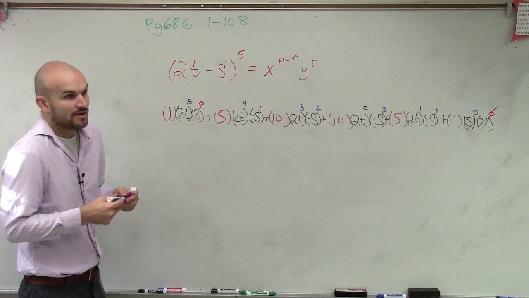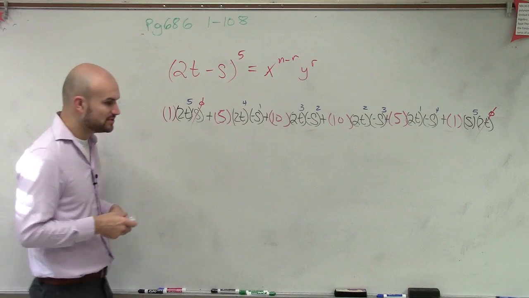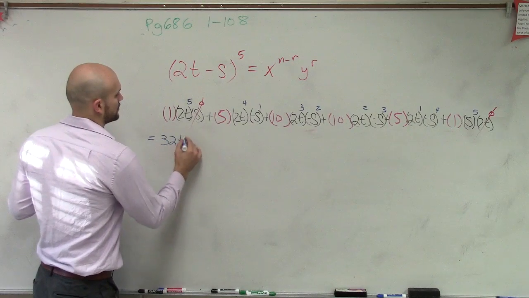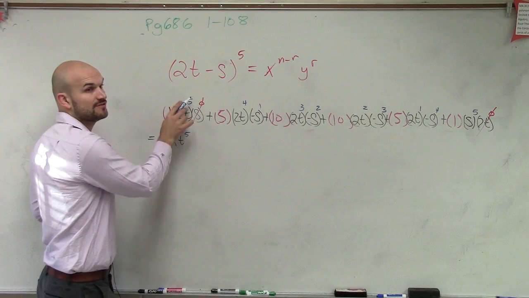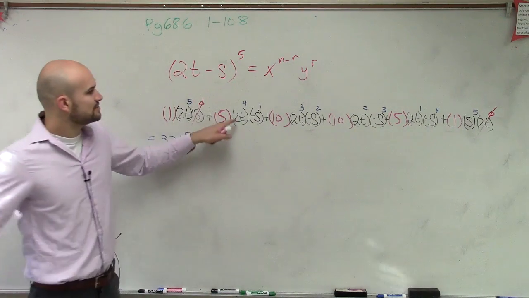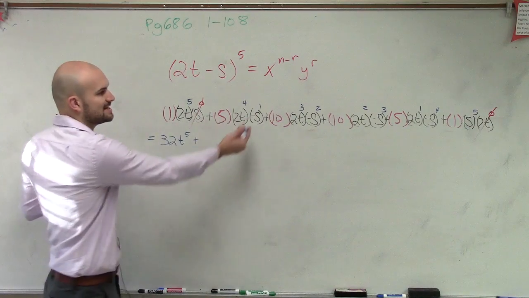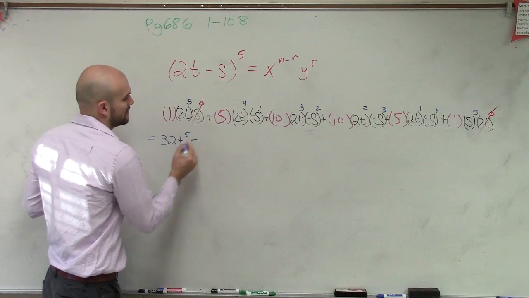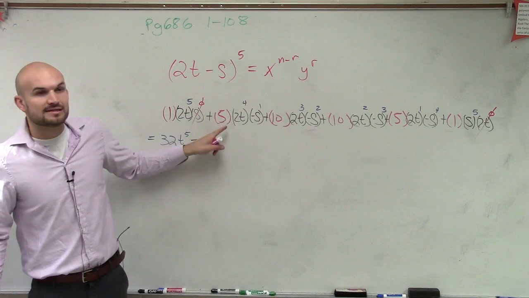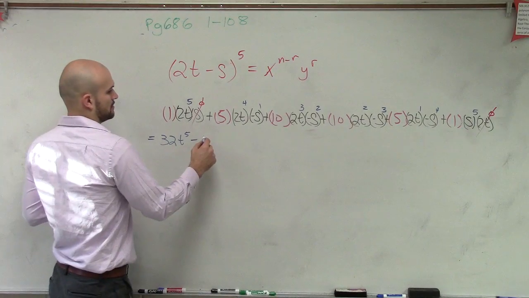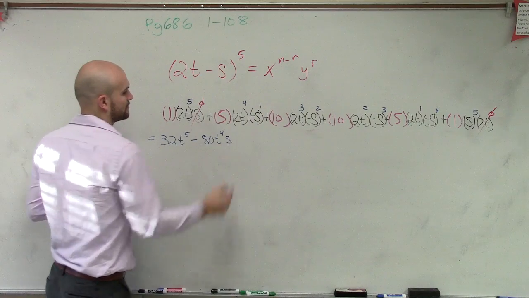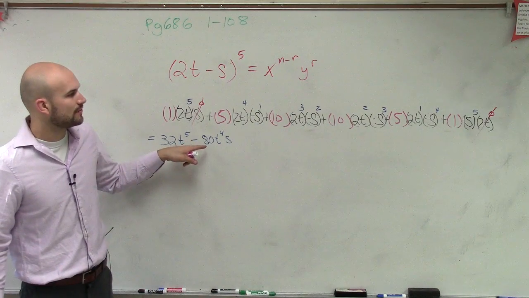So now I just need to evaluate each one of my terms. 2t to the fifth power equals 32 t to the fifth, because remember, you have to do 2 to the fifth power and t to the fifth power. Here we have 2t to the fourth, negative s to the 1. Since negative s to the 1 is negative, my whole term is going to be negative. Then I have 2 to the fourth power, which is 16, times 5, which is 80. So I have 80 t to the fourth s, and the negative sign I just wrote in front.